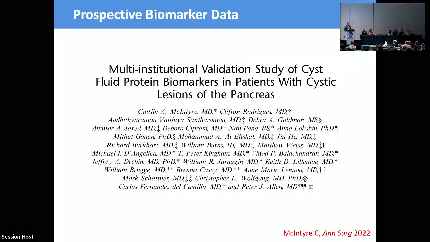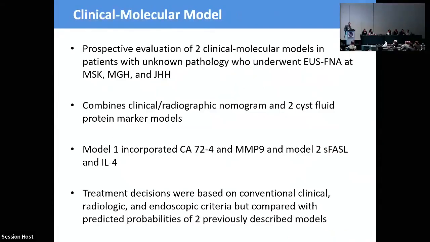at less than 50. So this is a really nice study that was done by Kaylin McIntyre that I've seen around, and Peter Allen, looking at protein cyst biomarkers in addition to clinical nomograms that they had. And it's actually a prospective evaluation of 2 clinical and molecular models in patients with unknown pathology. And it combines what they had before, a clinical radiographic nomogram, to 2 cyst fluid protein micromodels that they incorporated, including, you can see here the protein CA72-4 and MMP9, and then in the second one, SFOSL and IL-4.